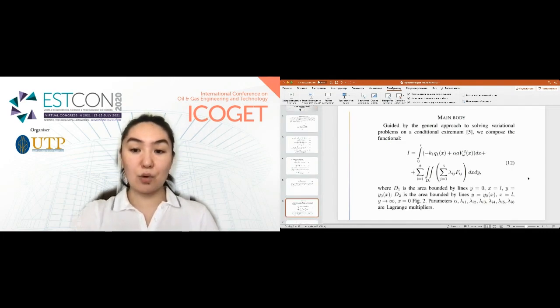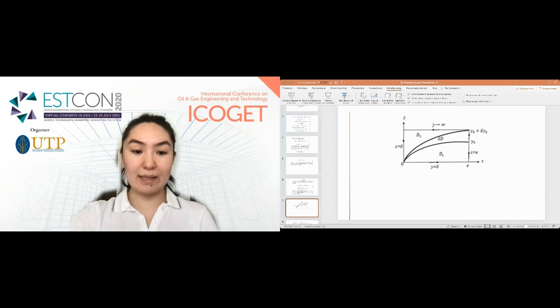Guided by the general approach to solving variational problems on a conditional extremum, we compose the functional, which is represented in formula 12, where D1 is the area bounded by the lines y equal to 0, x equal to L, y equal to y0 of x, and D2 is the area bounded by the lines y equal to y0 of x, x equal to L, y going to infinity, and x equal to 0. It is all represented in figure 2, and the parameters alpha and lambda i1 to lambda i6 are Lagrange multipliers.